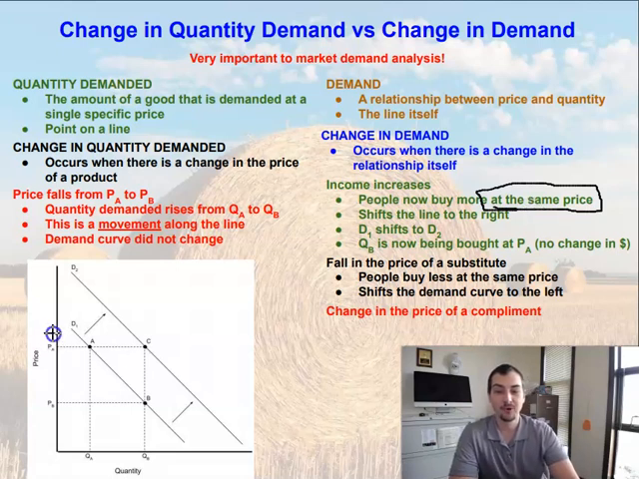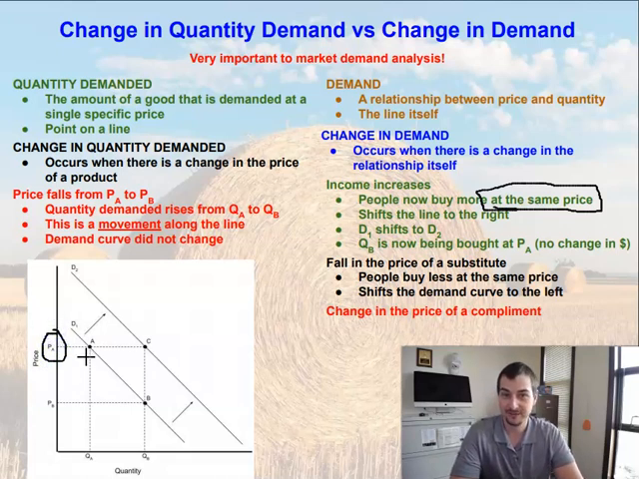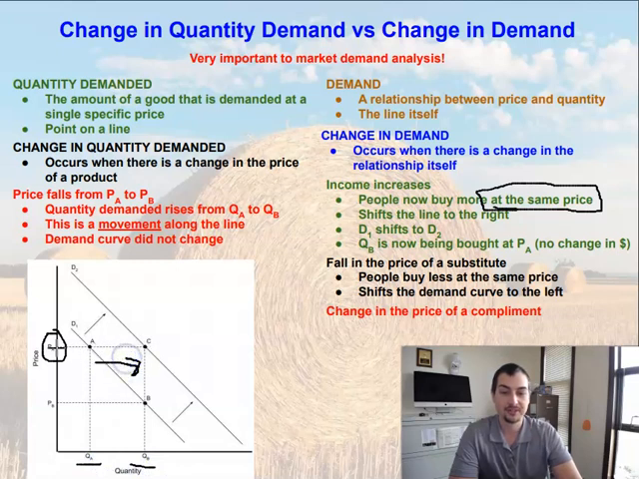So let's look at price A. Price A does not change, but income increases. People have more to spend. So guess what? They increase quantity from QA to QB. They go from point A to point C. Quantity increases, but price never changed. We have a brand new relationship now. We have a brand new line, a brand new demand curve. It shifts the line to the right. We move from D1 to D2.